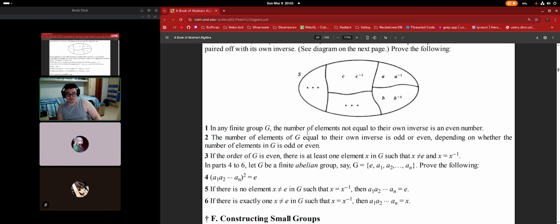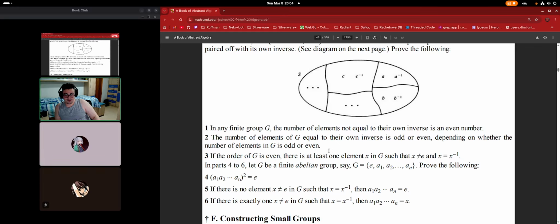In any finite group, the number of elements not equal to their inverse is an even number. So why is that true? Well, because for every element which is not equal to its inverse, there must be a pair, its inverse, which is different from it. Yeah, that's cool. The number of elements of G equal to their own inverse is odd or even, depending on whether the number of elements in G is odd or even. That is also pretty cool. Why? Because you always have to count that there is the neutral element inside there.